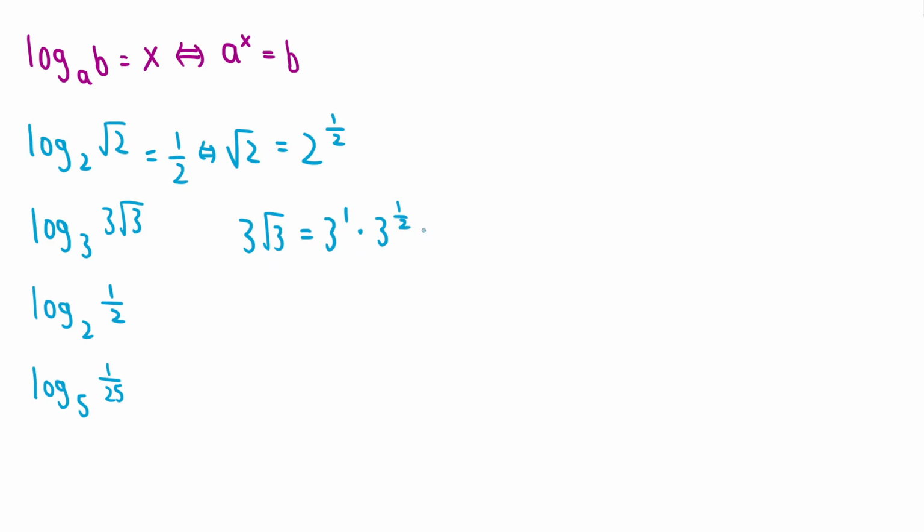So using the exponent laws, we can combine this into a single expression, 3 to the power of 1 plus 1/2, and that just simplifies to 3 to the power of 3 over 2. So this means 3 square root of 3 is equal to 3 to the power of 3 over 2. So we need to raise 3 to the power of 3 over 2 in order to result in 3 square root of 3. So this means log base 3 of 3 square root of 3 is equal to 3 over 2.